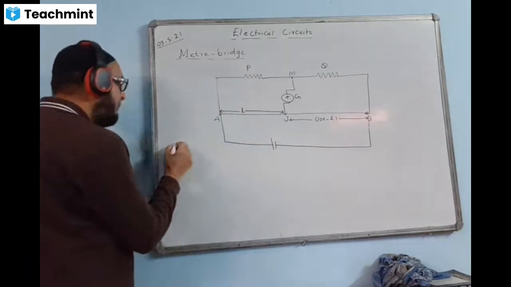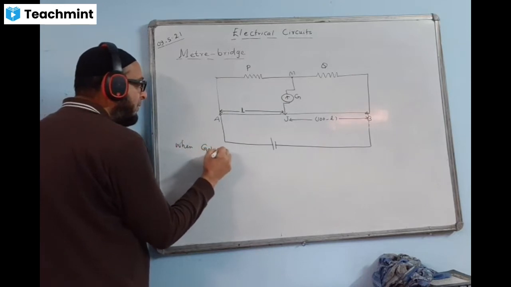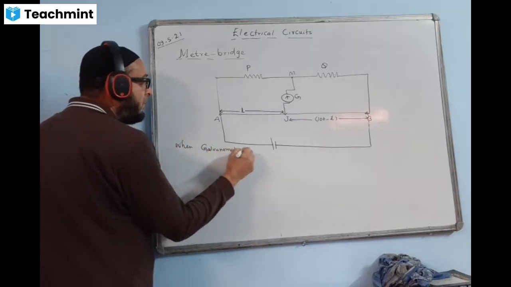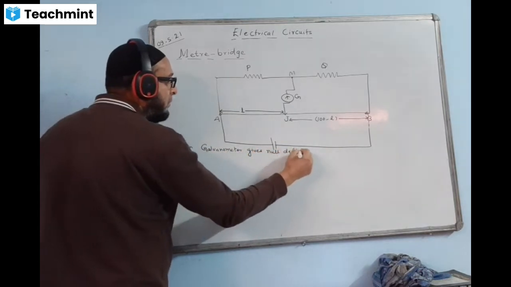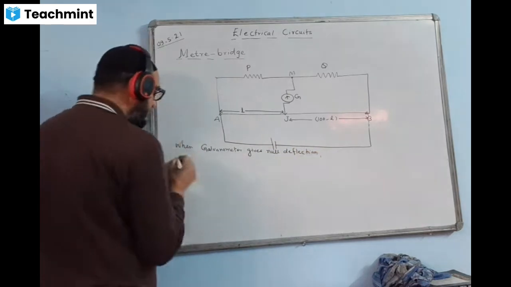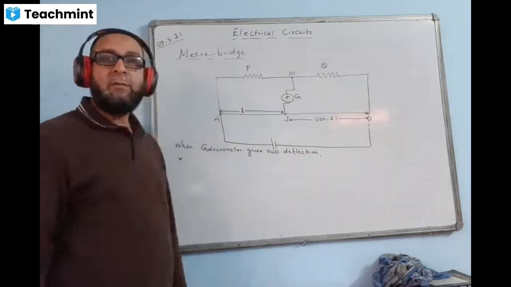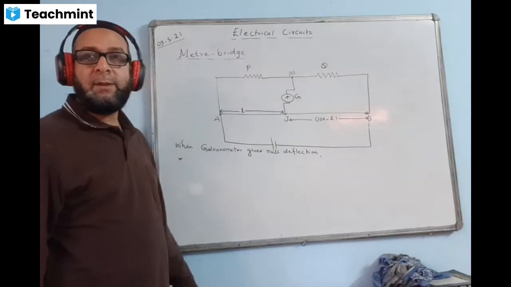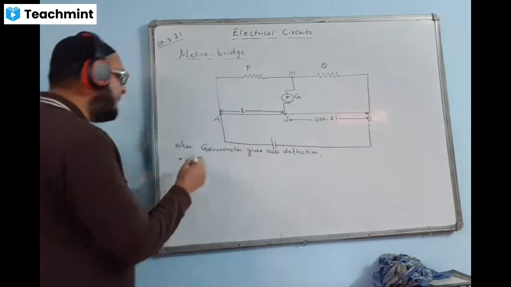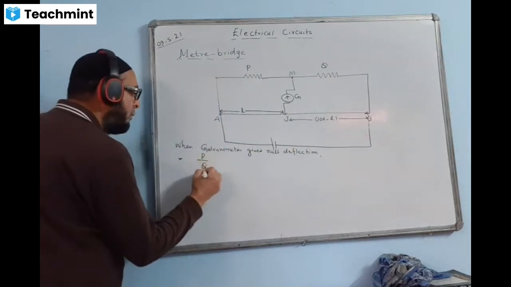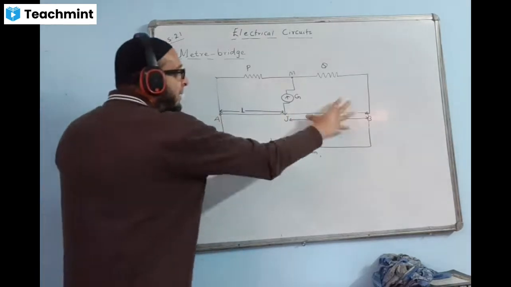So we know right here, when the galvanometer gives null deflection, you have to mention this, then what happens? You know the Wheatstone bridge, the actual form, the ratio must be equal. Ratio of the arms must be equal. That is, this by this will be equal to this by this. I'll be writing like this: P upon Q is equal to, actually the condition is R divided by S.